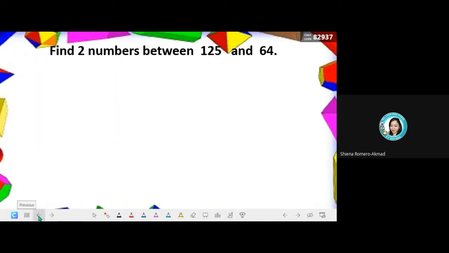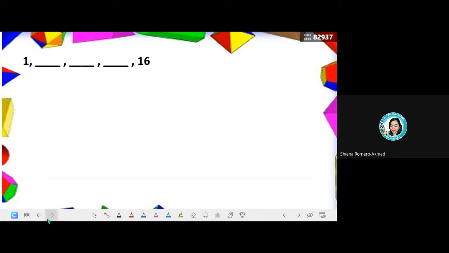Meron lang tayong mga variables na nasa examples natin. Wait lang, malulugot na yung aking earpad. Baka pag namatay, hindi ko na kayo makausap. Nasaan ako? Ayan. Okay, let's proceed.